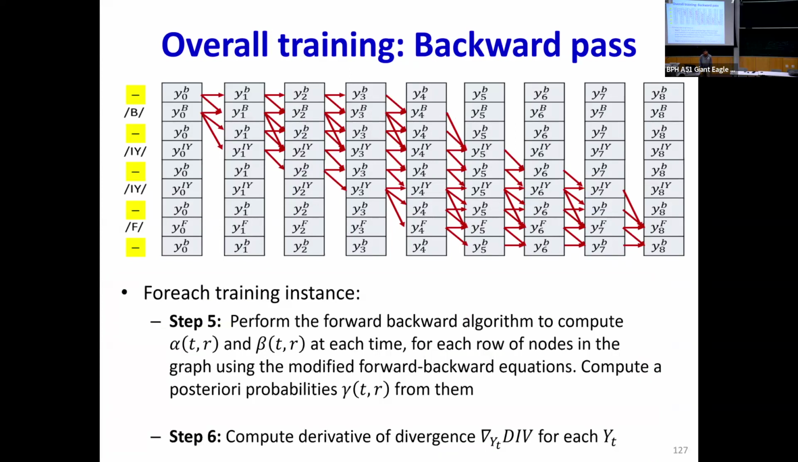And then finally, once you've got the alphas and betas for every node, you can multiply them and normalize them across the column to compute the gammas. And subsequently, you can compute the derivative of the divergence with respect to the output of the network at each time. To compute it for each symbol for which the network has computed a probability, you go down the column and check how many times that symbol has occurred. You sum all of those gammas and then divide by the probability of the symbol. Then the negation of that is the contribution, right?